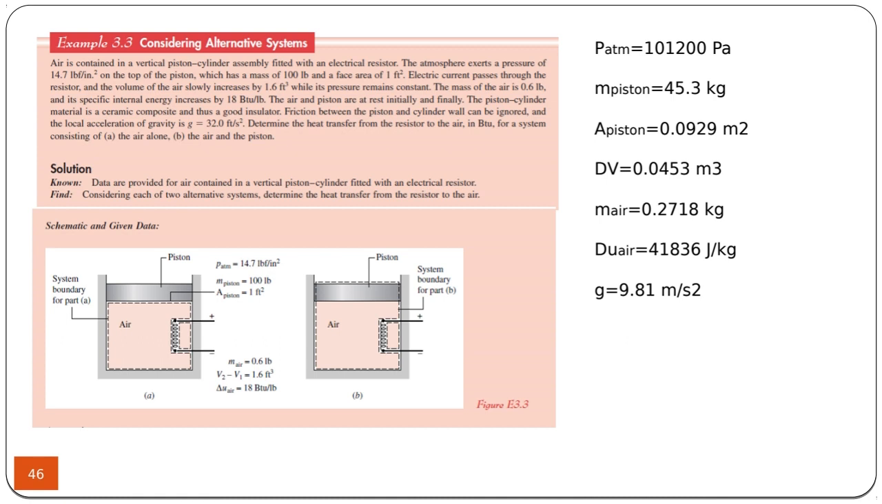Because of the heat provided to the system, the air, as you can guess, is going to heat up. When it's heated up, it will expand. And because the piston is free here, it's open to atmospheric pressure. So at the top of the piston, we have atmospheric pressure. So we have P atmosphere here.